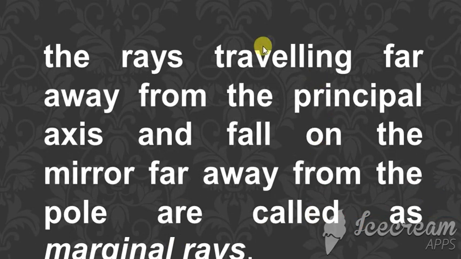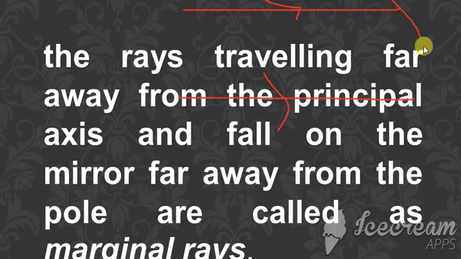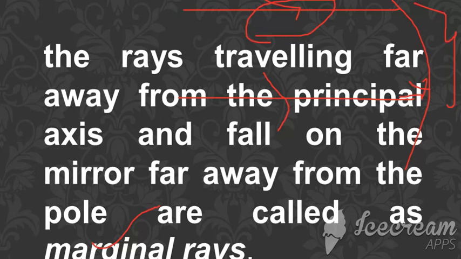So next is marginal rays. So what are marginal rays? So this is the principal axis. The ray which is moving very far away from the principal axis, going far away from the principal axis and falling on the mirror far away from the pole. So if it falls very far away from this pole, then that ray is called as what? Marginal rays. Okay, so clear with what are paraxial and marginal rays?